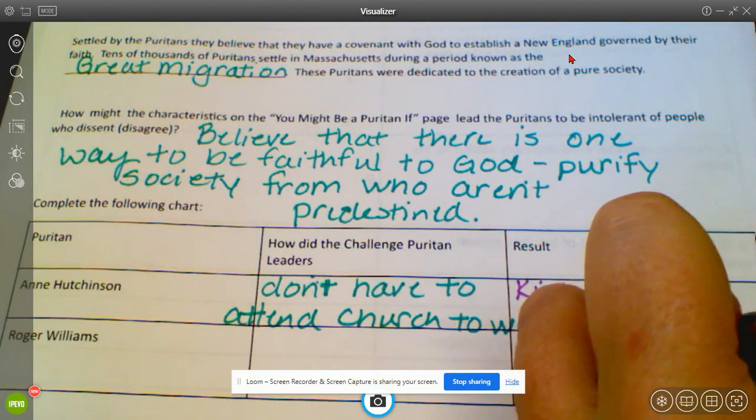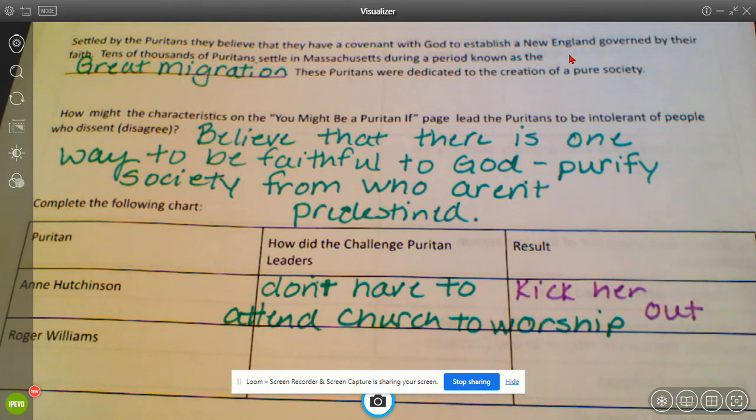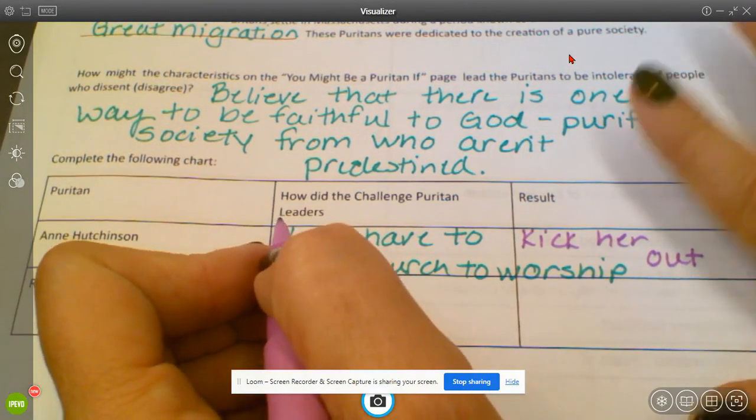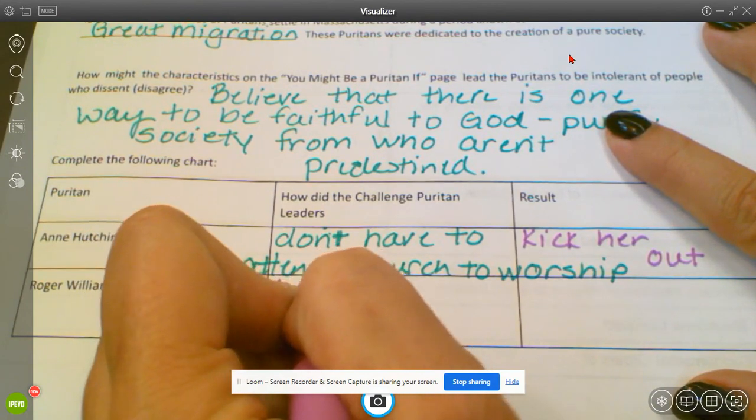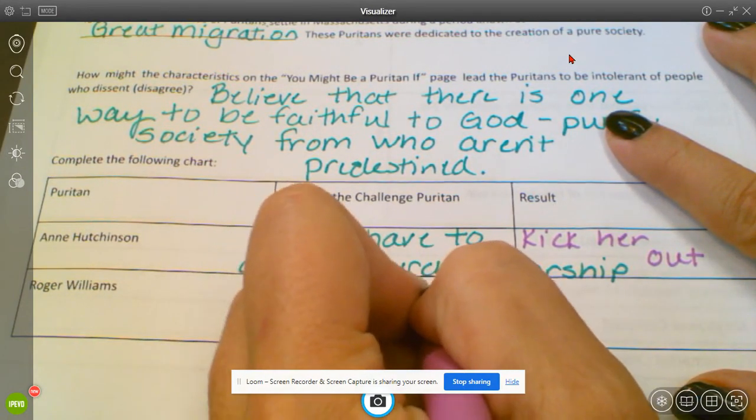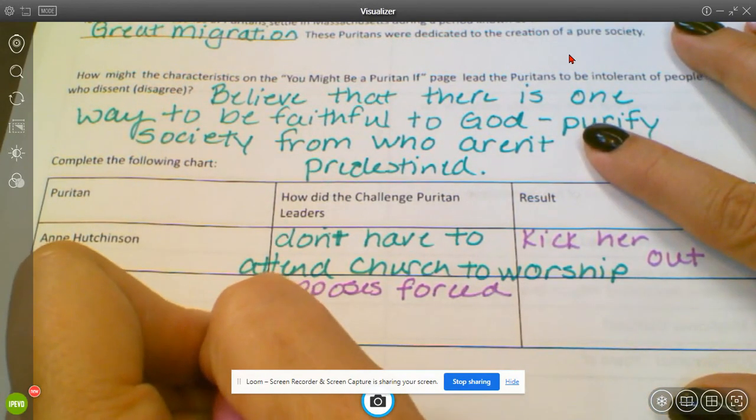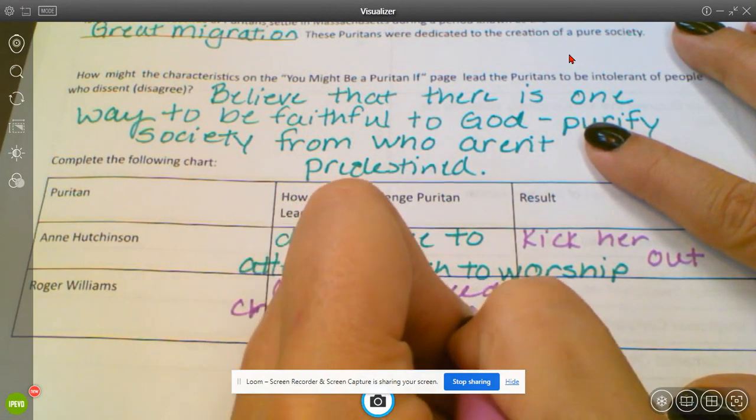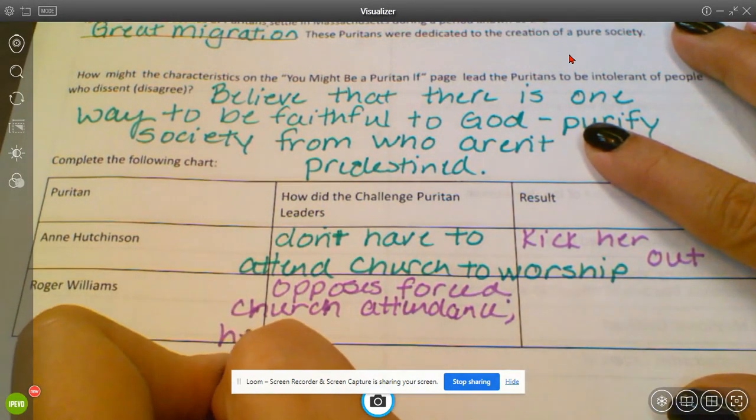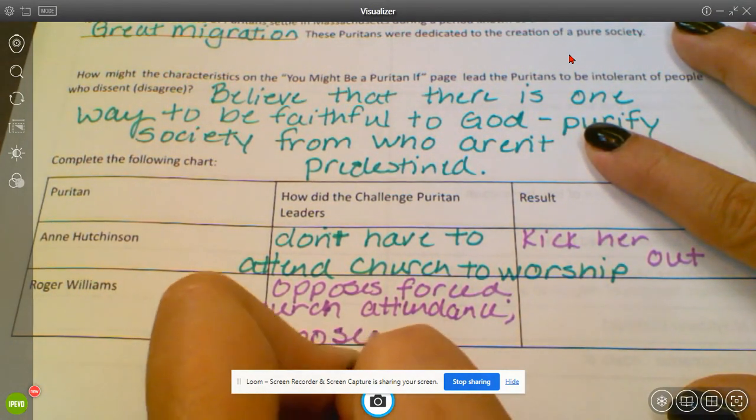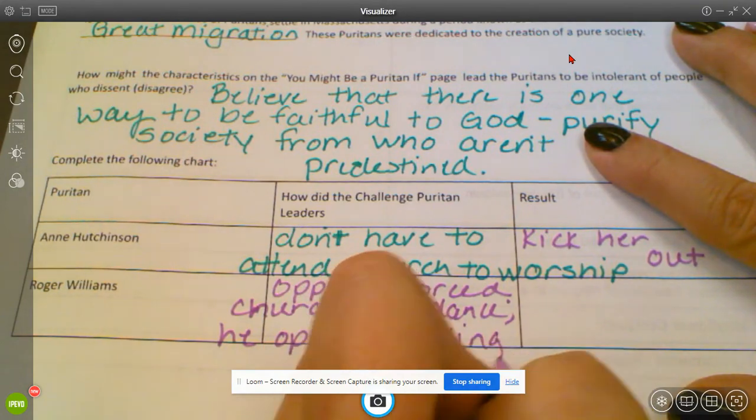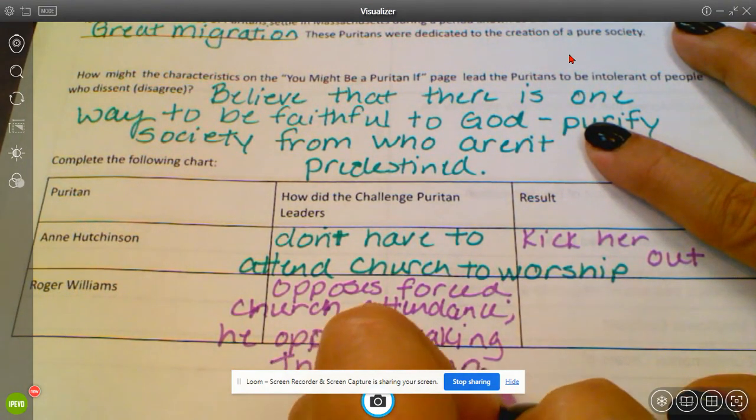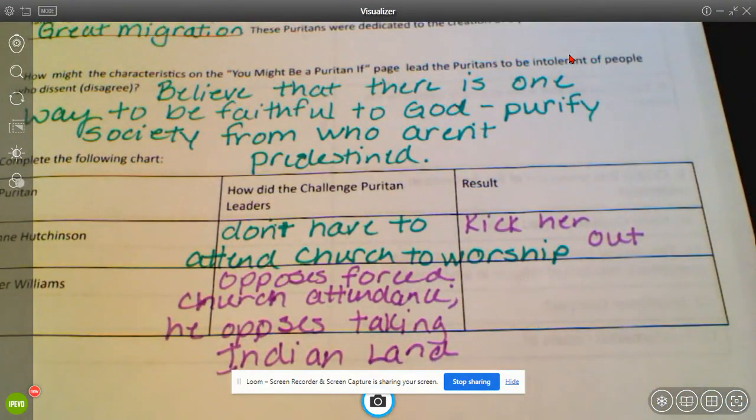Right? They banish her. They say, we don't want you. We don't want your different ideas. We are not here for women having ideas about church, and you need to leave. Roger Williams has similar ideas. He says that he opposes forced church attendance. Okay. And he opposes taking Indian land. And he opposes taking the land from the indigenous people.